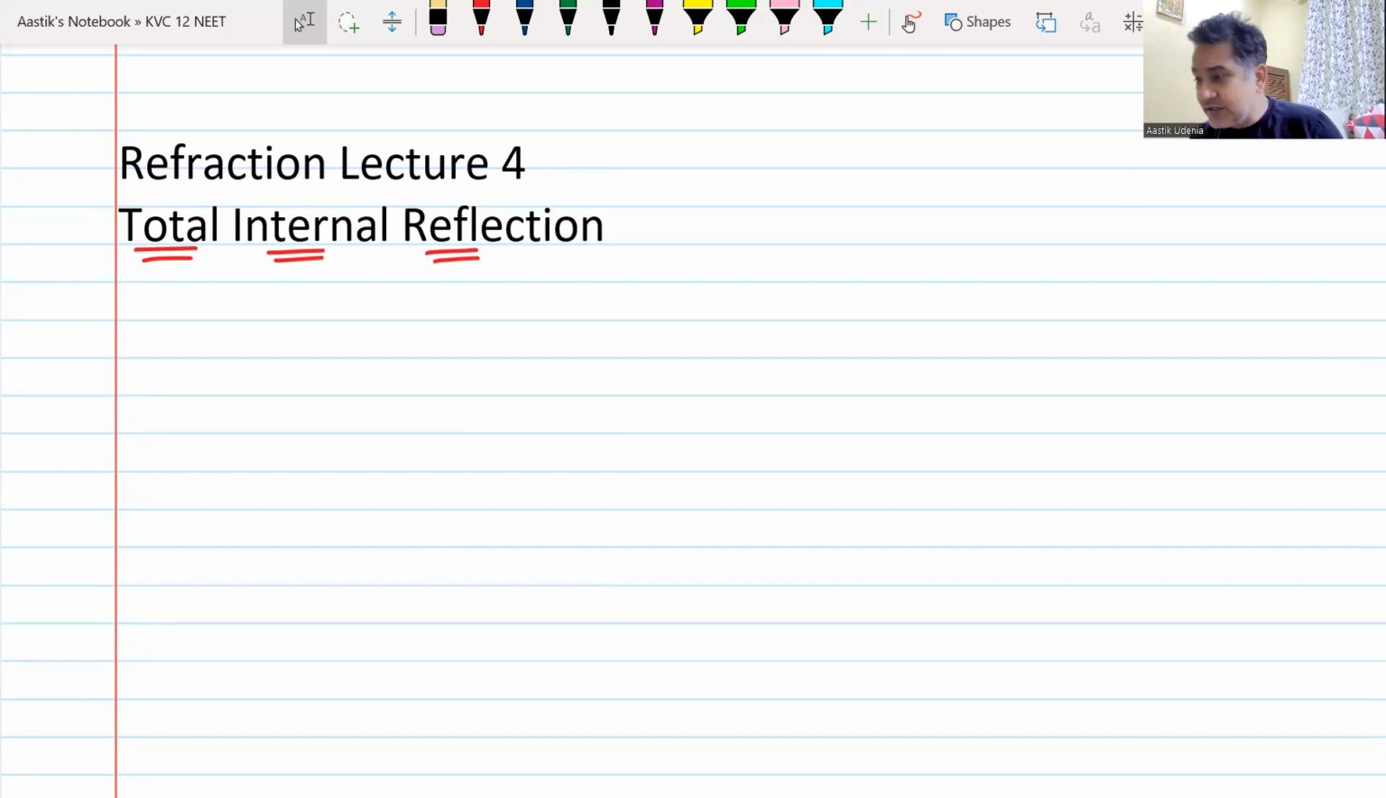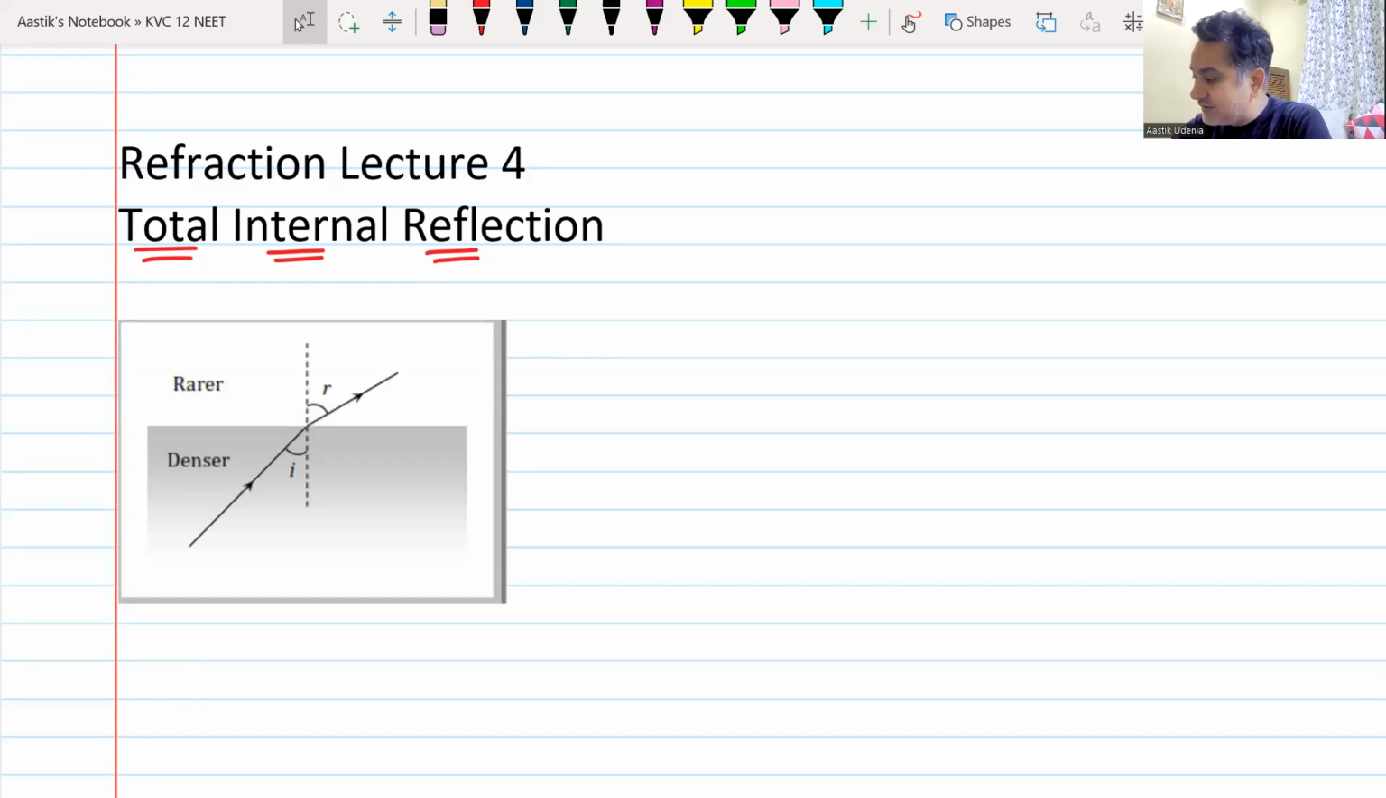Now, what do you mean by this total internal reflection? Let us go back to what we did in the first class. We had seen that when light moves from denser medium to rarer medium, it will bend away from the normal. Do you see this? This is a denser medium. This is a rarer medium. The light will bend away from the normal. And by Snell's law, we also know that mu into sine I is a constant.